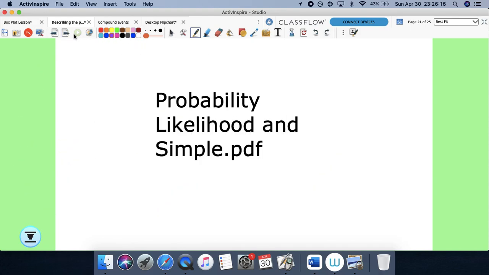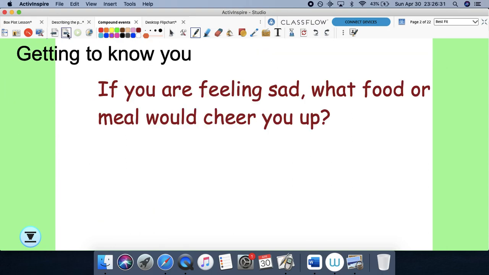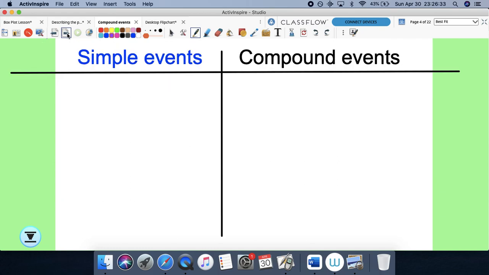So you will work on these 2 problems. I'll give you the handouts, you can translate. But I also want you to do compound events. I know I'm doing 2 things today. So, probability of compound events. I go straight to it.